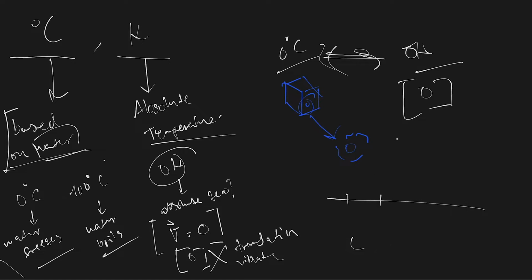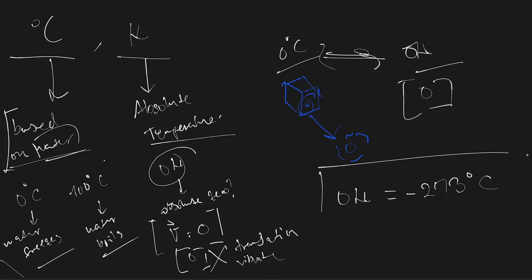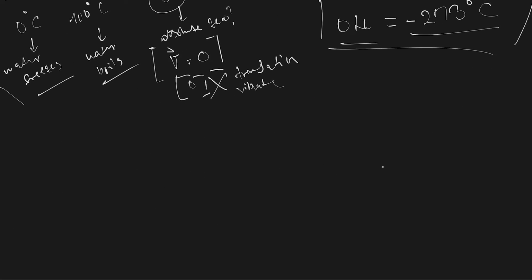What you will just need to memorize, because this is not in your formula booklets, but it's easy to memorize, don't worry, is that 0 Kelvin is equal to negative 273 degrees Celsius. This is something you simply must know off by heart. And this makes conversions actually quite easy.